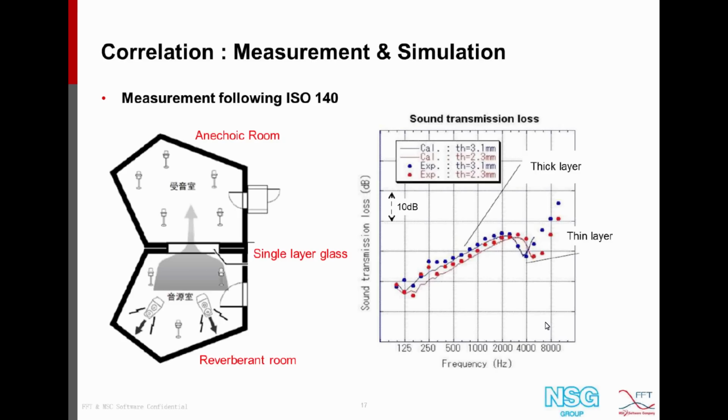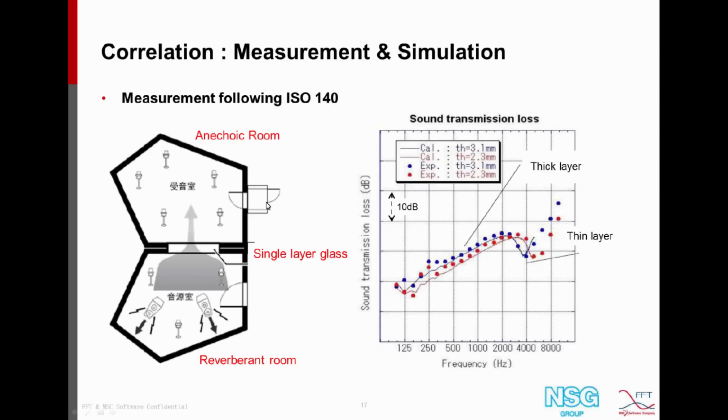So on this page, we see the result of a single layer. To start the measurement, we started with a single layer glass, and to see how the thickness of that glass will change the transmission loss. Now, designing this type of glass is always a balance between the transmission loss and the thickness. The thickness means weight of the product.